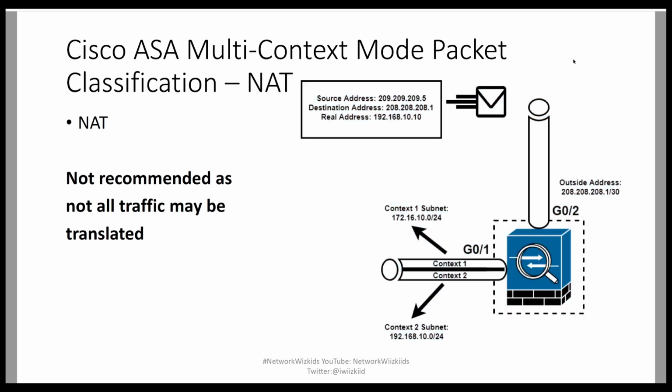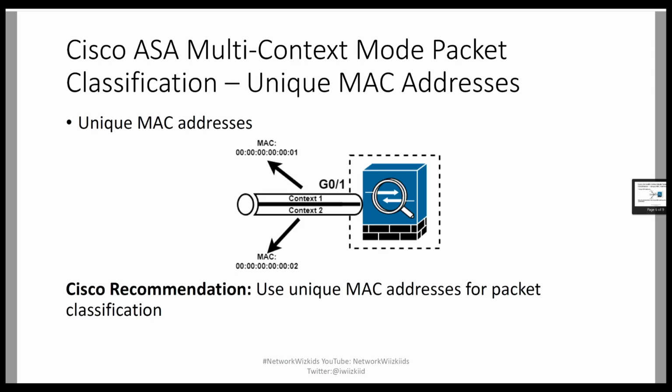So again, the recommended way to classify packets is to use the unique MAC addresses, or you can use the individual interfaces. But if you have multiple interfaces being assigned to different contexts, you're quickly going to lose interfaces. So it's always best, as I said, to use unique MAC addresses and share the interfaces where necessary.